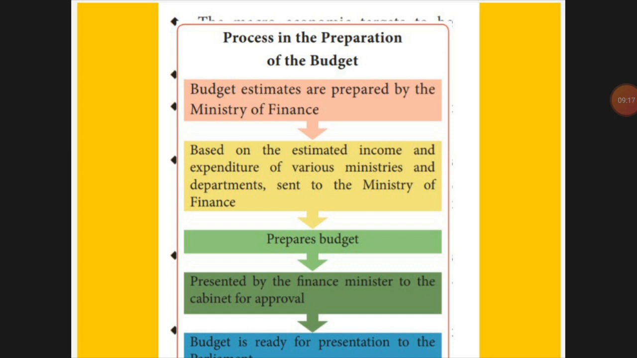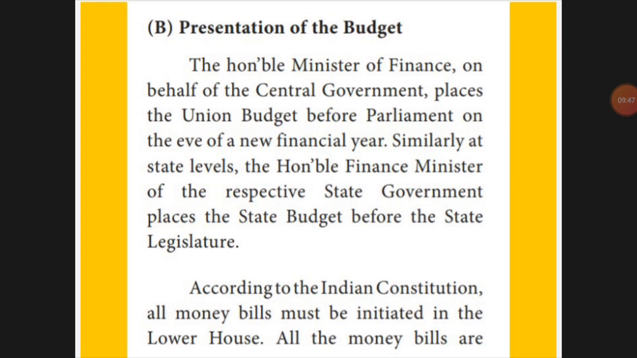Then, seeing all the departments' requirements, the budget has to be prepared by the finance department. After the finance department prepares the budget, it should be given to the cabinet for approval. After that approval only, it should be given to the parliament for sanction. If it is sanctioned in the parliament, only then will the budget be launched to the public. So here you can see the presentation of a budget.